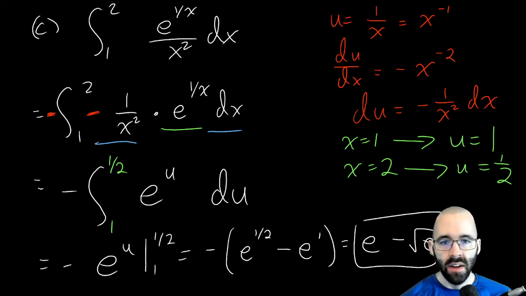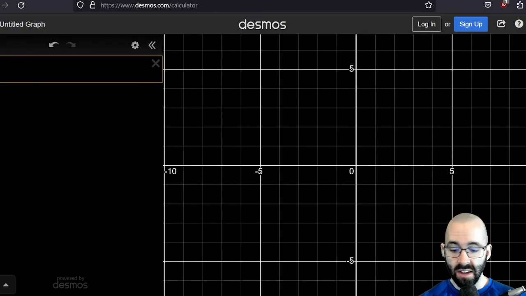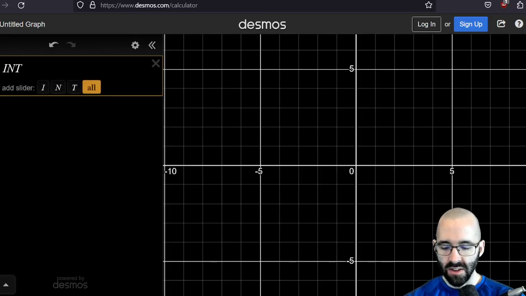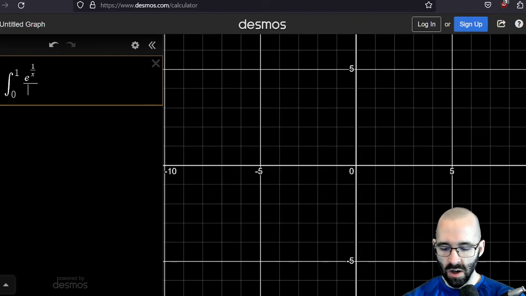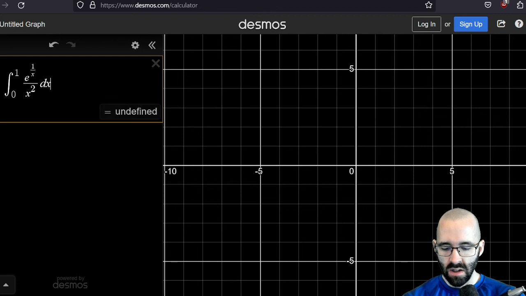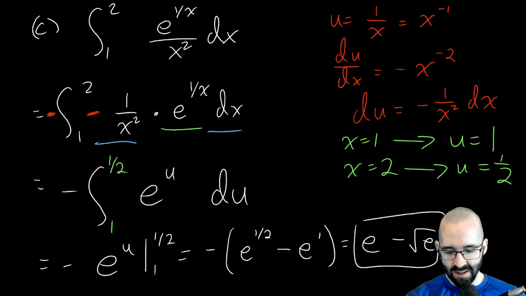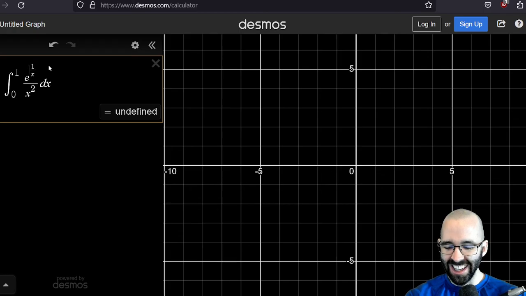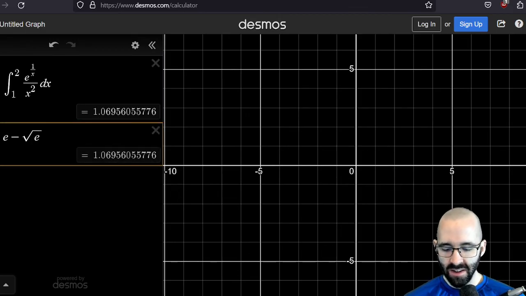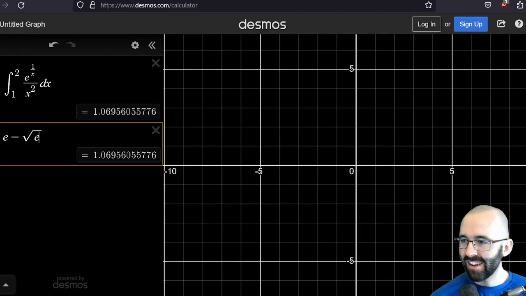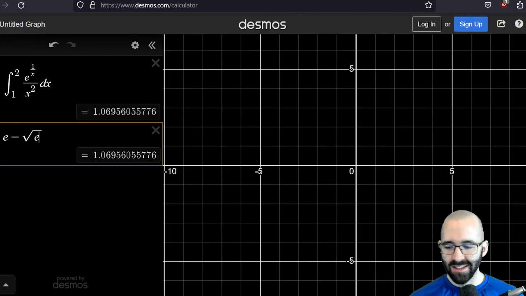As a reminder, one of the ways that you can check your answers on these is with Desmos. Take the integral, without capital letters, the integral of e to the 1 over x divided by x squared dx from 1 to 2. It's about that. Is that e minus the square root of e? Well, looky there. Great.